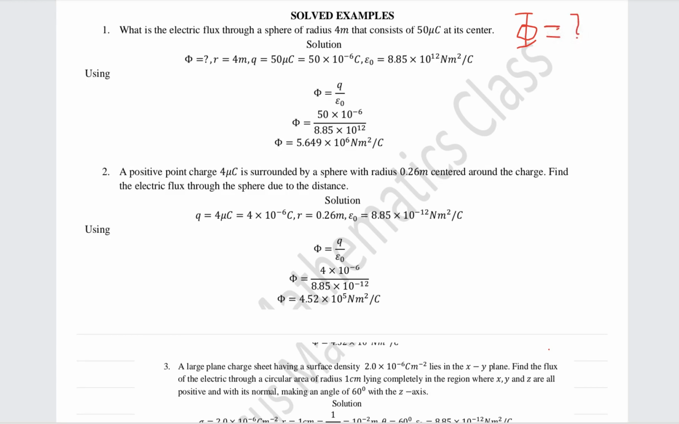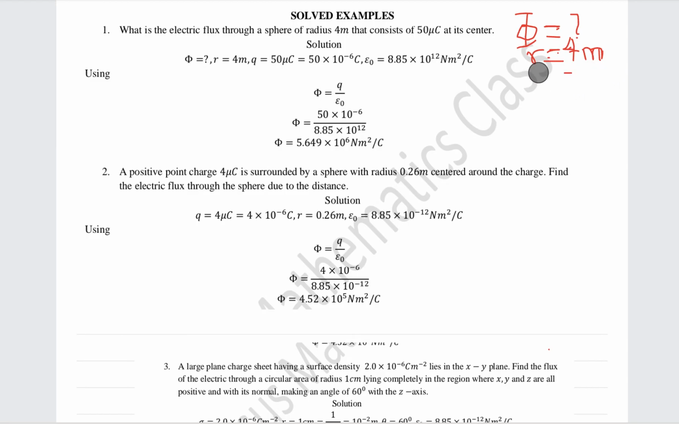Then which consists of what? Radius 4 meter. Radius is 4 meter, and it consists of what? 50 microcoulombs at its center. That's your Q. Are you seeing that now? Your Q is equal to 50 microcoulombs. What does micro mean? Micro means times 10 to the power minus 6. I've already typed that out here already.